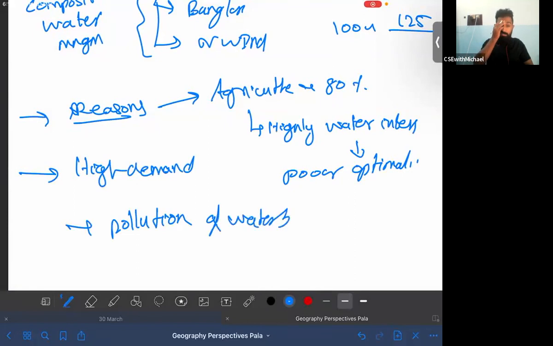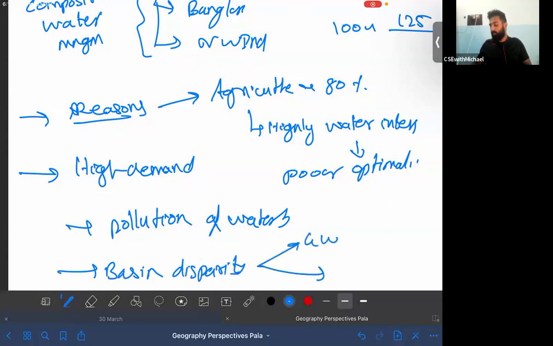Then there is another issue of basin disparity. Some basins would be rich in water. This goes for groundwater, and this goes for surface water. Some basins are very rich in water. For example, generally, if you consider the peninsular rivers, they are deficient in water availability, and the Himalayan rivers are very rich in water availability.